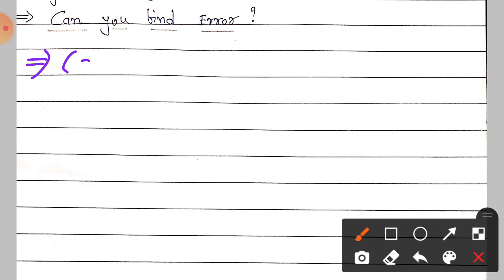The next sum is x minus 5 whole square is equal to x square minus 25. Let's check it. First take LHS.